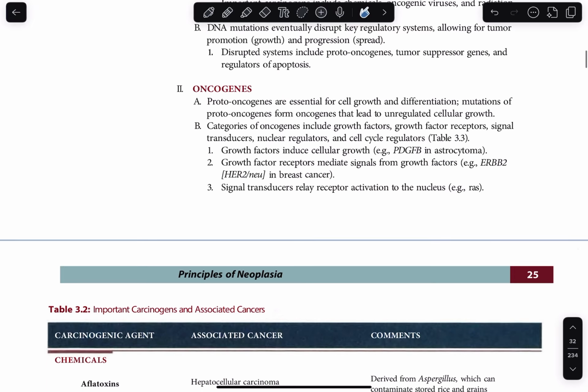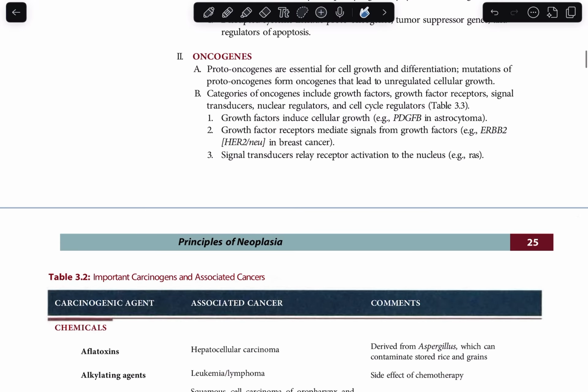Oncogenes. Proto-oncogenes are essential for cell growth and differentiation. Mutations of proto-oncogenes form oncogenes that lead to unregulated cellular growth. Categories of oncogenes include growth factors, growth factor receptors, signal transducers, nuclear regulators, and cell cycle regulators. Growth factors drive cellular growth, examples PDGF, TGF-beta in astrocytoma. Growth factor receptors mediate signals from growth factors, ERBB2 or HER2/NEU in breast cancer. Signal transducers relay receptor activation to the nucleus.